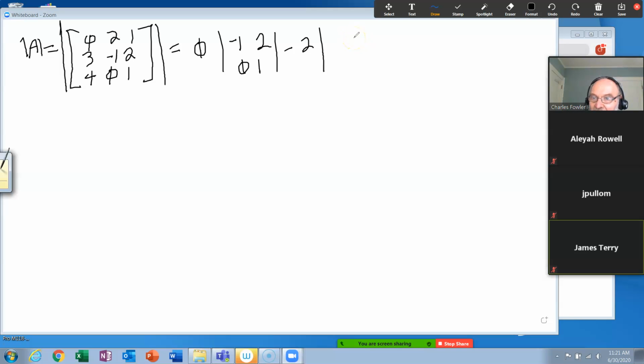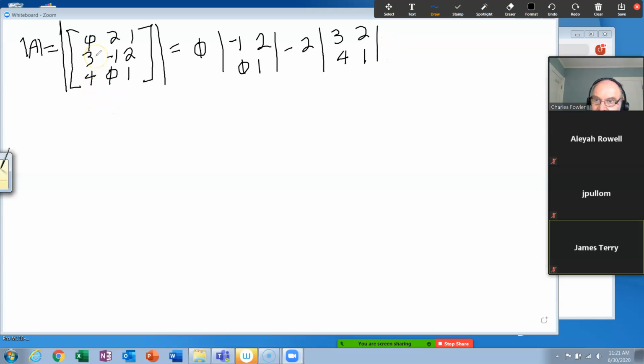And the minor of the 1, 2 entry, you would wipe out the first row and the second column, and the matrix you have left over is 3, 2, 4, 1. So 3, 2, 4, 1. Am I skipping too many steps doing it this way?